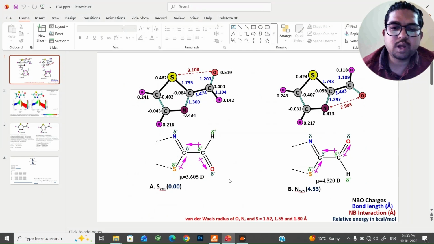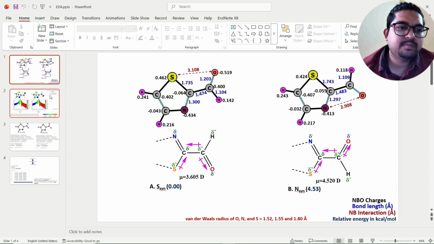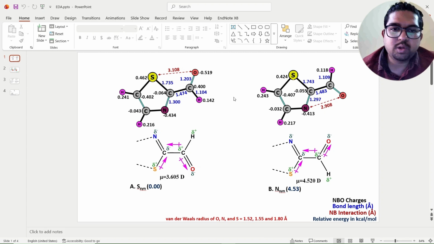Coming to the process, for our understanding, the molecule I have taken is here in the slide. This is the molecule of interest. Here are the conformational isomers of this thiazole molecule. Here the oxygen, the carbonyl group, is towards sulfur, and here it is the other way around. Based on the theoretical calculation, the isomer where the oxygen and sulfur are on the same side is more preferred by 4.53 kcal compared to this one.